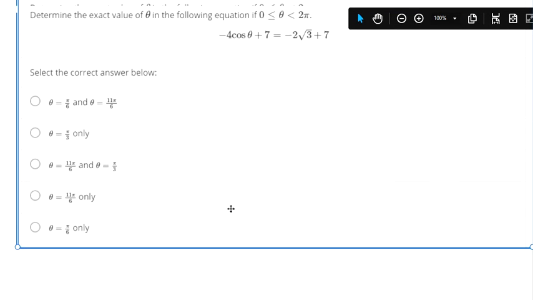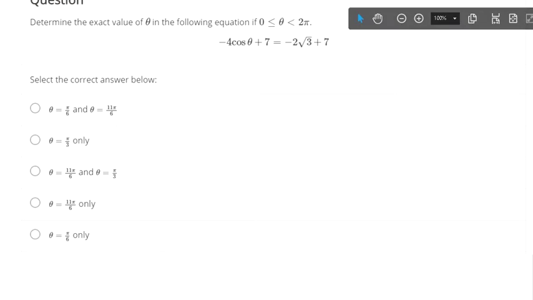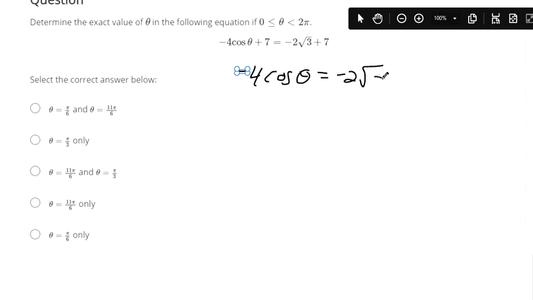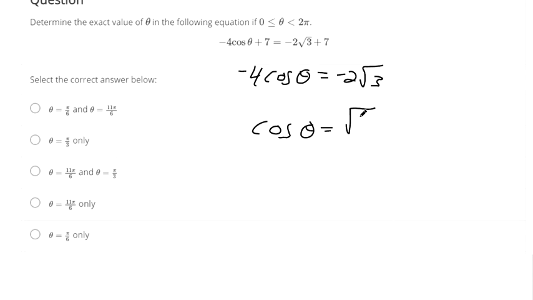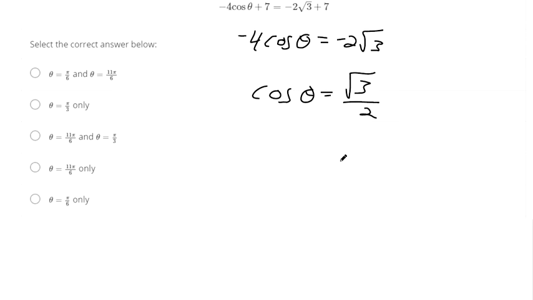So to solve this equation, we want to get cosine by itself. So subtract 7 from both sides, and then divide both sides by negative 4. When you divide both sides by negative 4, you get square root of 3 over 2. And so we need to evaluate where cosine theta equals square root of 3 over 2.